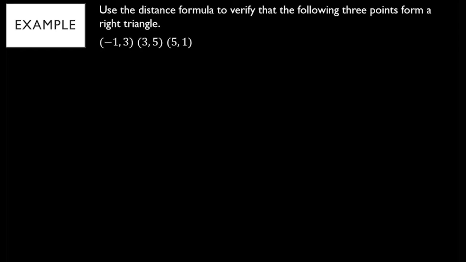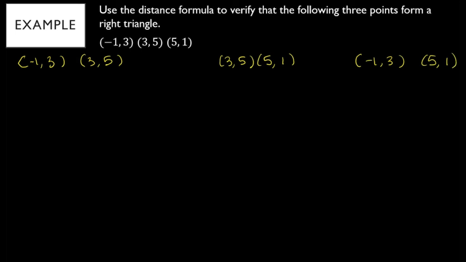So we need to check every combination of pairs of points. We need to check -1, 3, and 3, 5. We need to check 3, 5, and 5, 1. But we also need to check -1, 3, and 5, 1. Because we have 3 sides, connecting these 3 points, we need to find the distance between each of these, and then check them in the Pythagorean theorem.